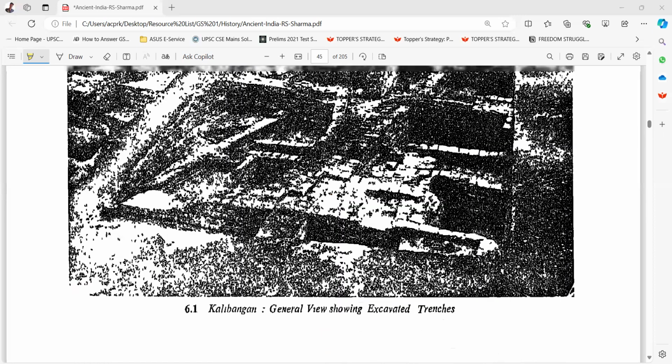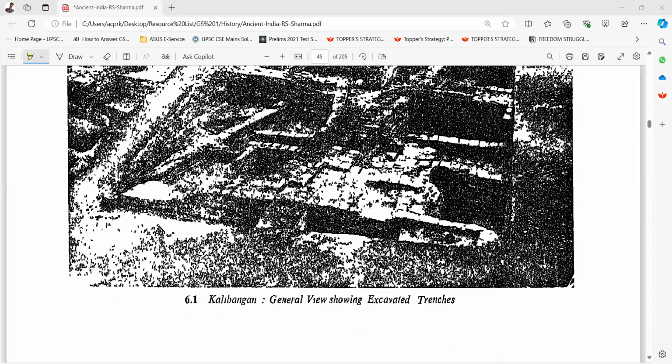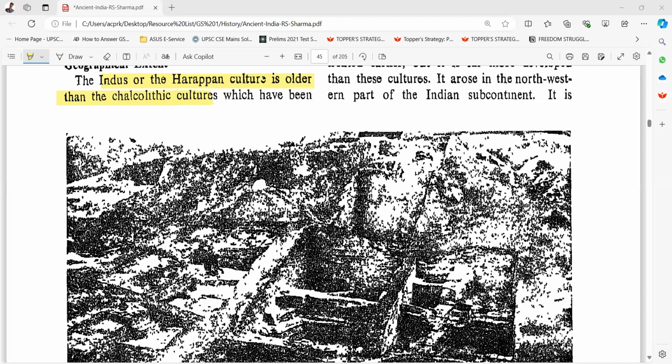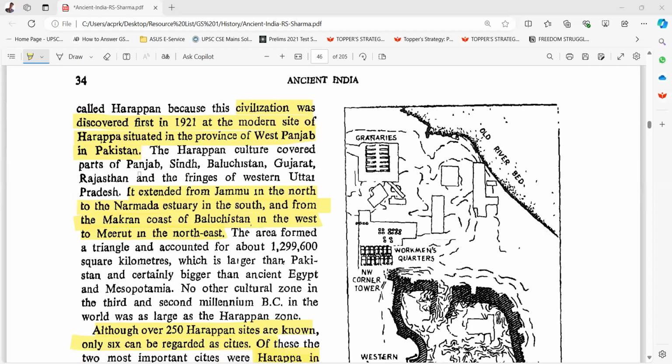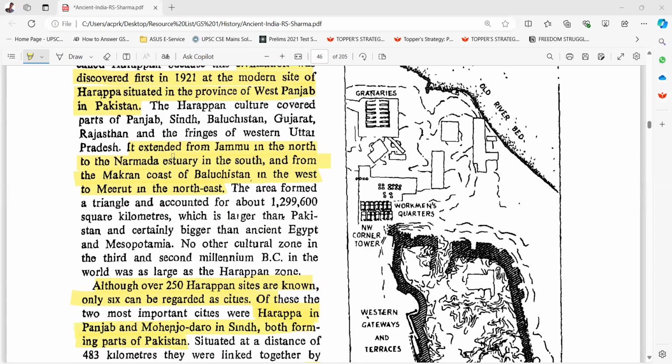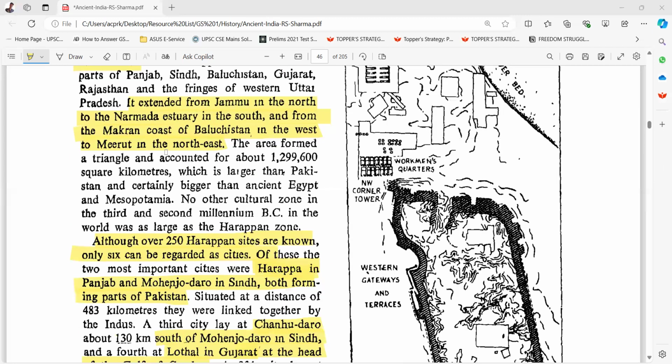Figure 6.1 shows Kalibangan, a general view showing excavated trenches. The Harappan culture covered parts of Punjab, Sindh, Baluchistan, Gujarat, Rajasthan, and the fringes of western Uttar Pradesh. It extended from Jammu in the north to the Narmada estuary in the south, and from the Makran coast of Baluchistan in the west to Meerut in the northeast.